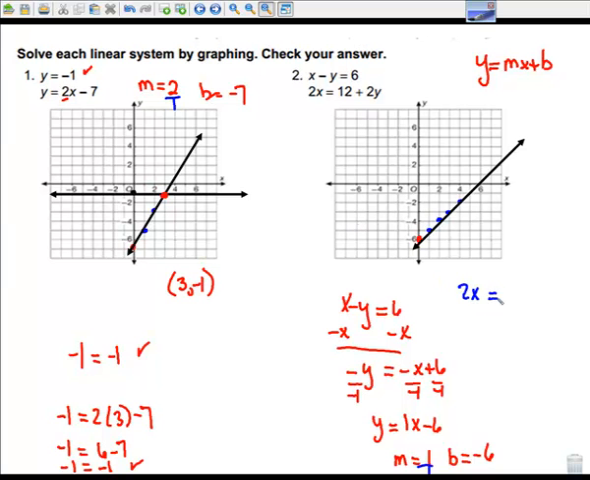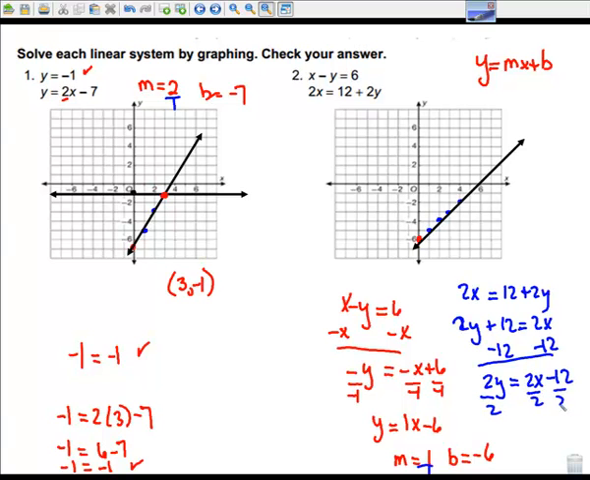2x equals 12 plus 2y. If you want to, you can write 2y plus 12 equals 2x, if that makes it feel a little more comfortable for you. So I know now that I need to subtract the 12 from both sides because I'm solving for the y. So 2y equals 2x minus 12 because I want to put the slope term first. Divide everything by 2 now. And y equals 1x minus 6.